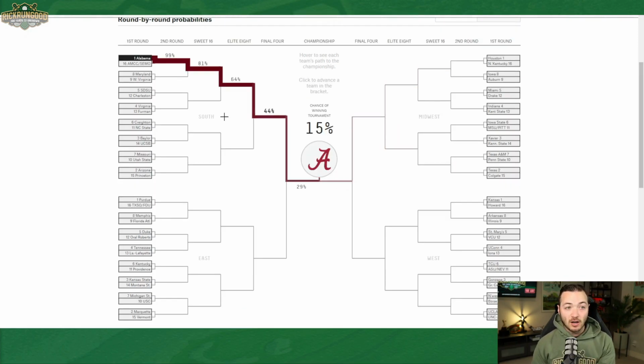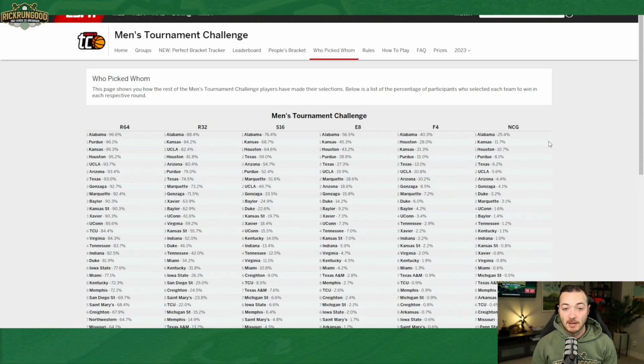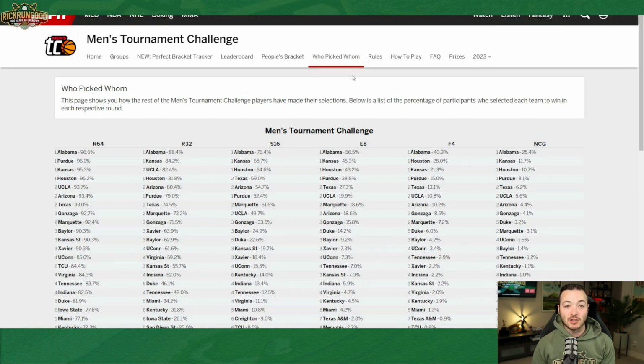The other part of the math problem is this beautiful, lovely page on ESPN.com, on their tournament challenge page under Who Picked Whom, which literally shows you the percentage of brackets, whatever this is going to end up being, 8 million, 10 million, 12 million brackets, that have chosen each and every team to advance through each round. The way that this reads, for example, 96% of brackets have Alabama winning in the round of 64. 25% of brackets have Alabama winning the national title. That is the way that you read this.